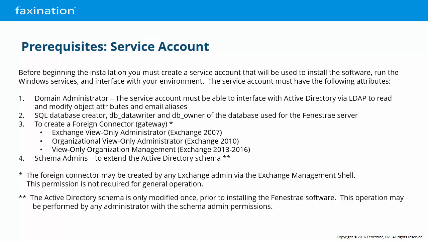Once the foreign connector has been created and tested, the Exchange permissions can be removed. There are no specific Exchange permissions required for normal operations, as the foreign connectors use a drop folder type interface and an admin share or UNC path. If you want to use the Faxination service account to extend the Active Directory schema, it needs to have schema admin permissions during install. Once the schema extension is confirmed, you can remove that permission from the service account. Typically, an administrator will just run the schema extension utility using their own account.